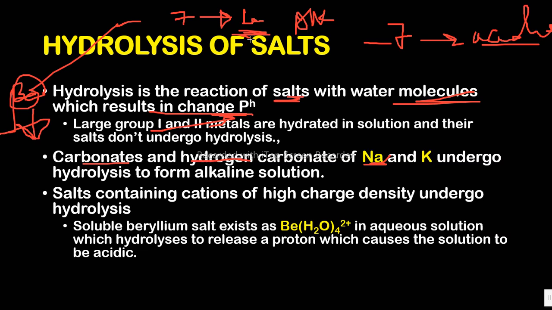So even if you dissolve sodium carbonate within that solution of beryllium, you'll be able to see effervescence of a colorless gas. Which gas? We are going to see. It's the question that I asked. So the carbonates and hydrogen carbonates of sodium and potassium can undergo hydrolysis to form an alkaline solution. And the salts that contain a high charge density undergo hydrolysis. For instance, beryllium will undergo hydrolysis to form these ions, and then you release the hydrogen ions, which make the solution slightly acidic.